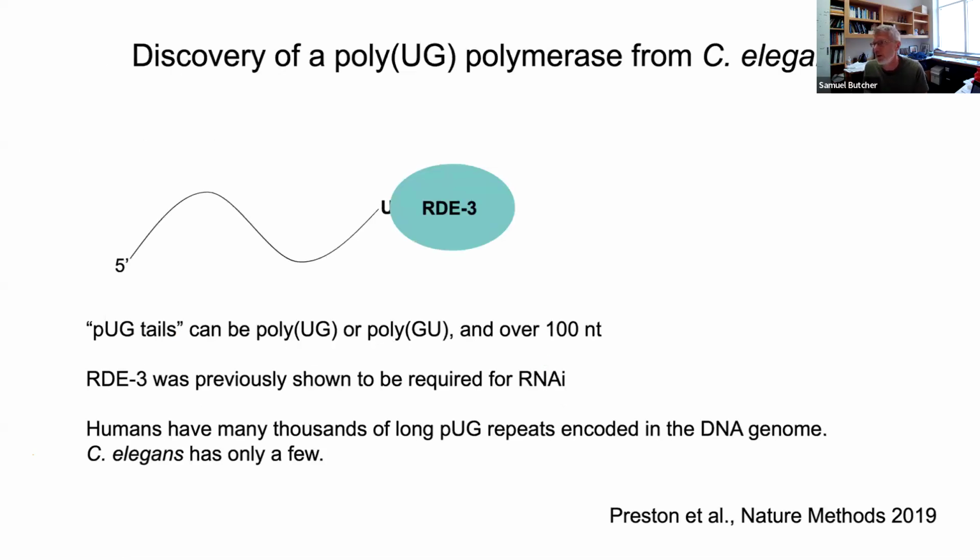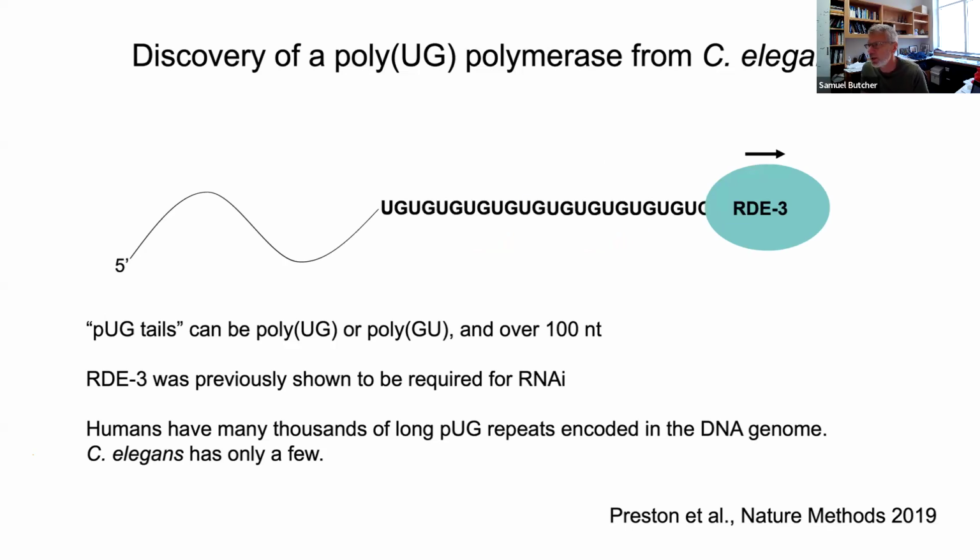Where I got interested in this was in 2019, when a colleague of mine, Marv Wickens at UW-Madison, discovered a poly-UG polymerase from C. elegans. This enzyme's called RDE3, and it synthesizes PUG tails on RNA 3' ends. He found it through a high throughput screen, hypothesizing that there must be some ribonucleotidyltransferase enzymes we don't know about. The most common one we think about is poly-A polymerase that adds poly-A tails to RNA 3' ends. But this is a super family of enzymes, and there are many genes homologous to poly-A polymerase, especially in other organisms, that look like poly-A polymerase but had not been characterized. And so he did a high throughput screen, and he found that C. elegans has a poly-UG polymerase.